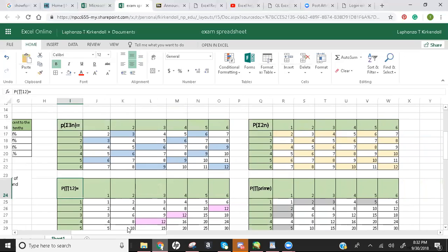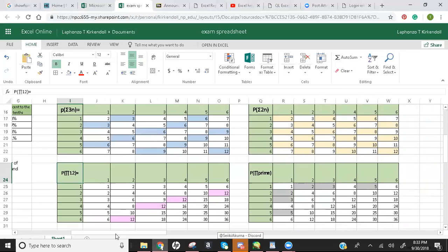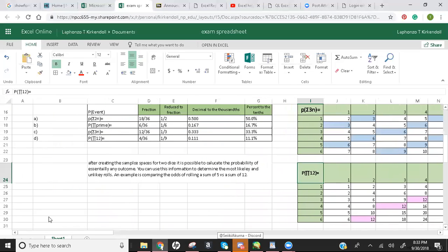I think I have them a little backwards, but I took the information from that and counted. So if I got 4 out of 36, I would reduce it and then put it into a decimal and then put the percent to a fraction, or put a percent to the 10th place.